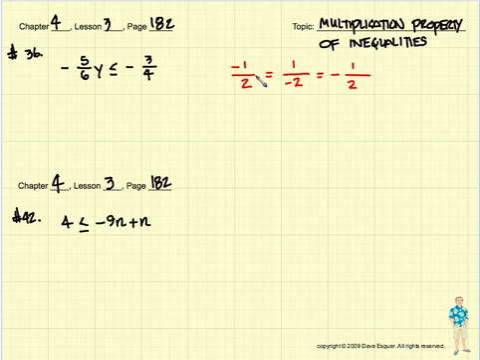Also up here I put for reference just so that we can remember what things look like. Negative 1 divided by 2 is the same as 1 divided by negative 2, is the same as negative 1 divided by 2. So don't forget to flip that sign if we multiply or divide by a negative in an inequality. So let's take a look at problem number 36.